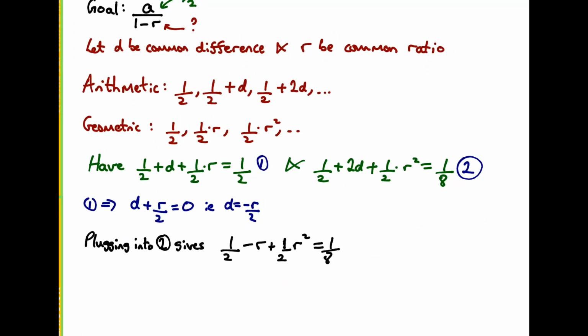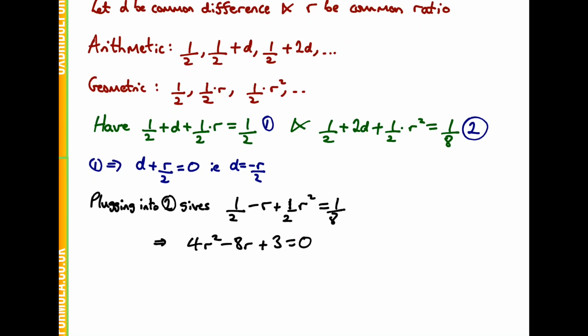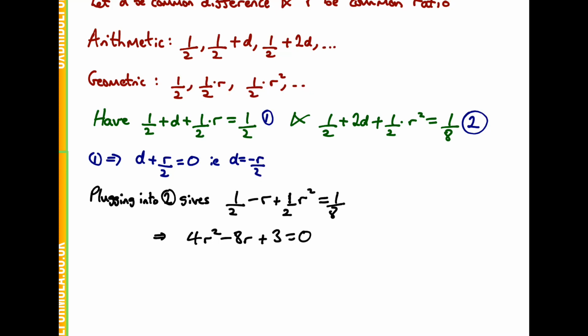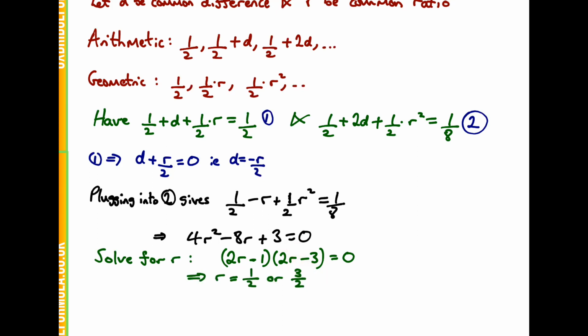We can simplify this and make it look nicer by multiplying both sides by 8, and we get that 4r squared minus 8r plus 3 equals 0. This is a quadratic, and we know how to solve these. We can either factorize it or use the quadratic formula. I decided to factorize it as 2r minus 1 times 2r minus 3 equals 0. This gives us solutions of r equals a half or r equals 3 over 2.